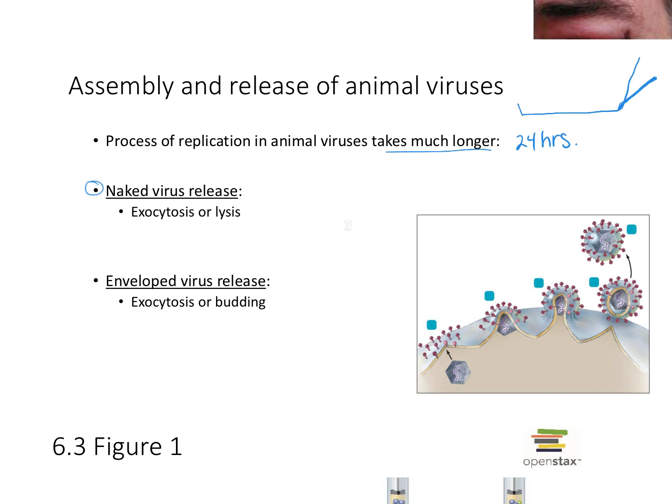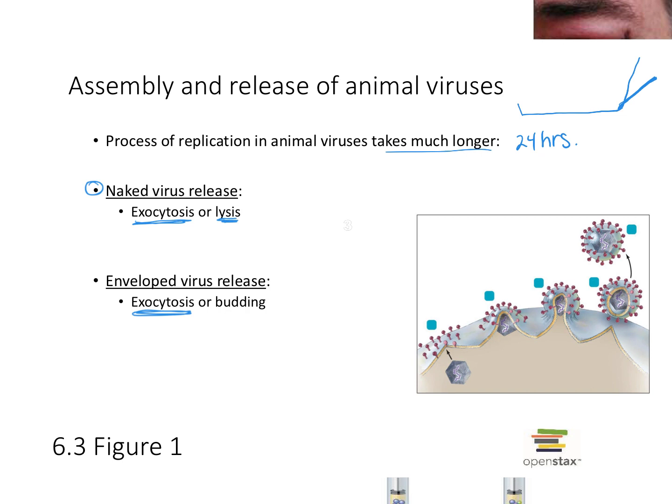Viruses that do not have an envelope, naked viruses, sometimes will just lyse the cell, or the other possibility is exocytosis. That's essentially the opposite of endocytosis. The mature virion will travel in a membrane until it gets to the plasma membrane, and then it's released. An enveloped virus can also be released by exocytosis.